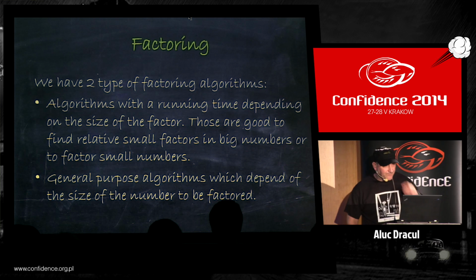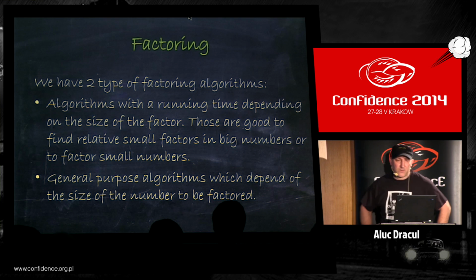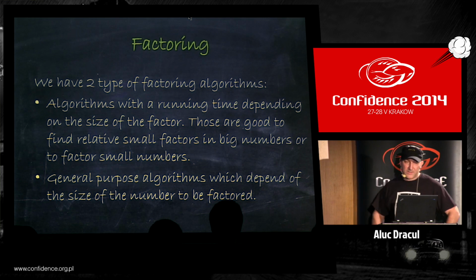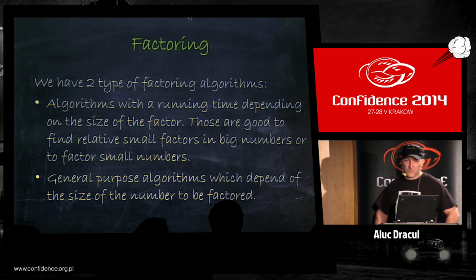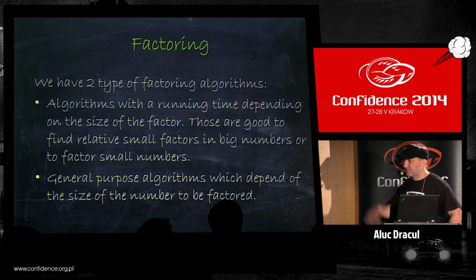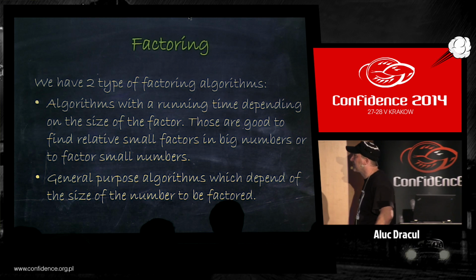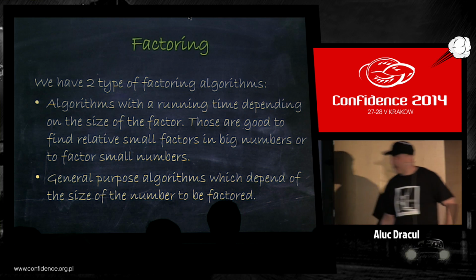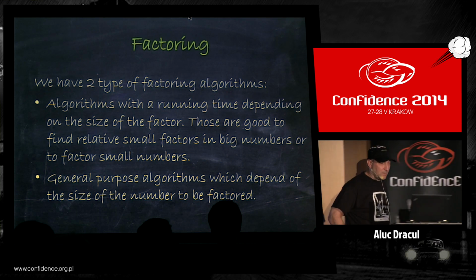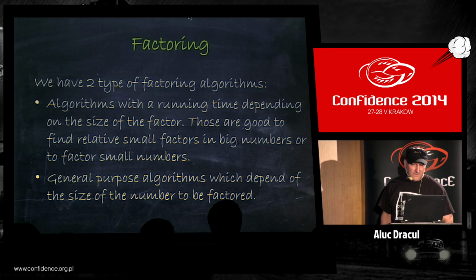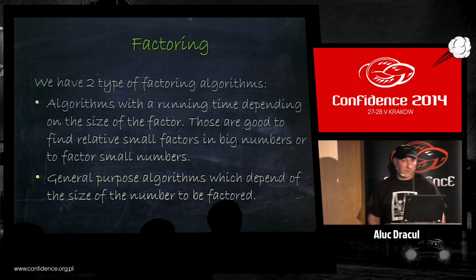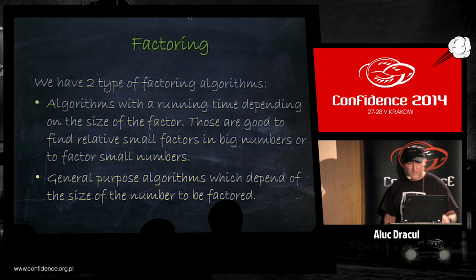And we have two types of factoring algorithms with running time dependency, where the size of the factor matters. Those are good to find small numbers, right? Or relatively small numbers. And big factors in big numbers, or to factor small numbers, whatever.